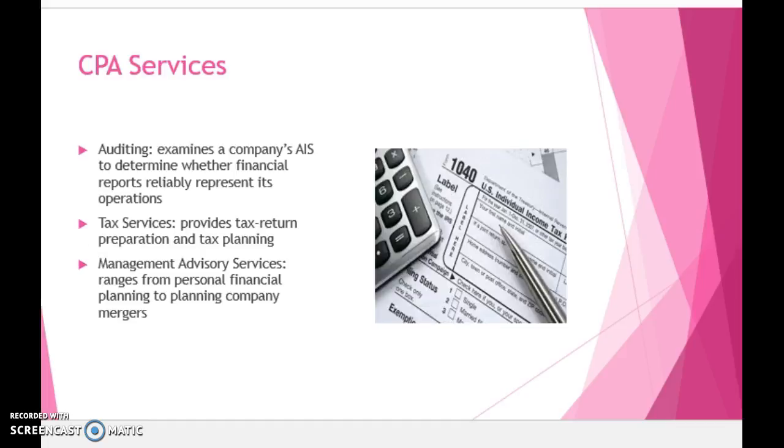An audit examines a company's accounting information system to determine whether financial reports reliably represent its operations. The auditing of a firm's financial statements is one of the services that can be performed only by a CPA. Tax services include assistance not only on tax return preparation, but also with tax planning. Accounting firms also provide management advisory services ranging from personal financial planning to planning corporate mergers.